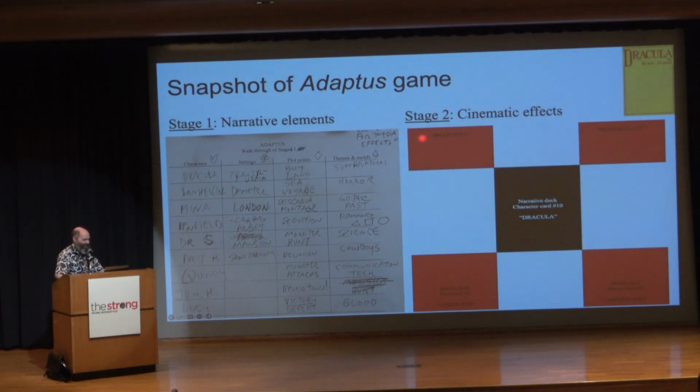So these are some rough pictures of the first two stages. The first is just a list of different narrative elements. I have 4 columns: characters, settings, plot points, and themes and motifs. And so there's all sorts of content that comes from Stoker's novel, and we would do lists like this for each of the pieces, the films, and potentially the game.